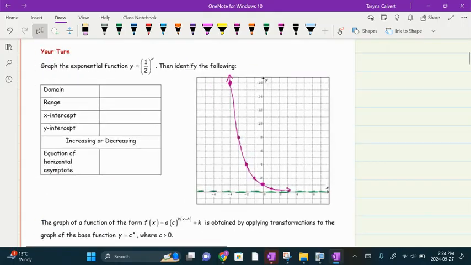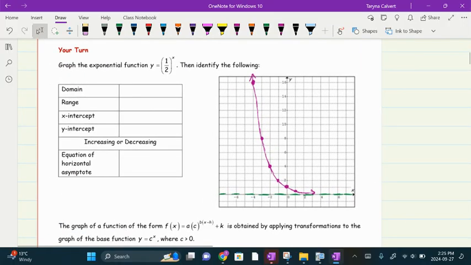All right, so you guys go ahead and fill the table in now for the your turn. If you didn't dot your horizontal asymptote, please have that in there now. I'm going to switch up domain and range just to keep alternating.